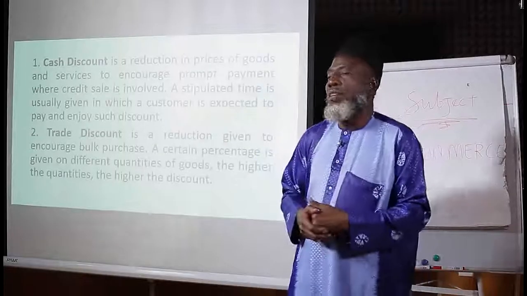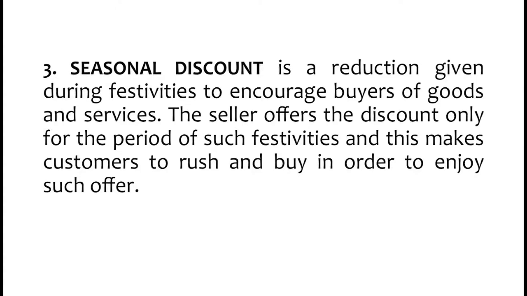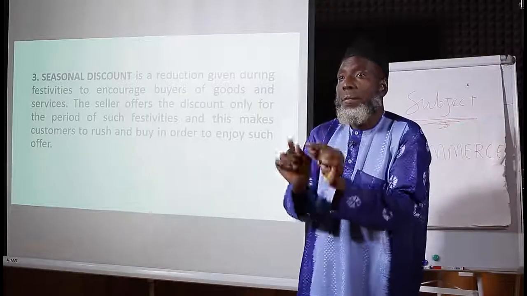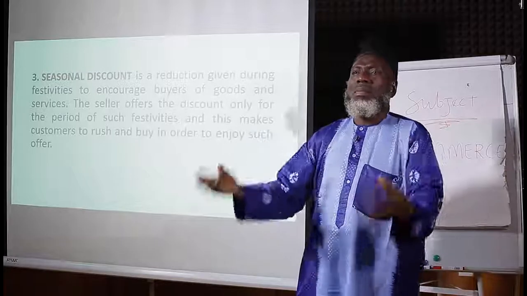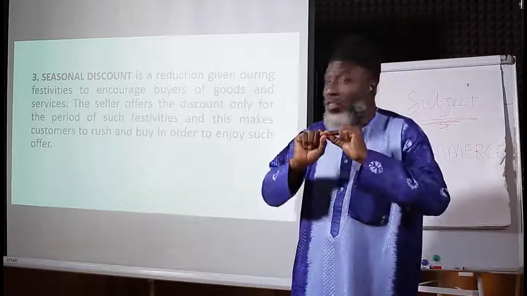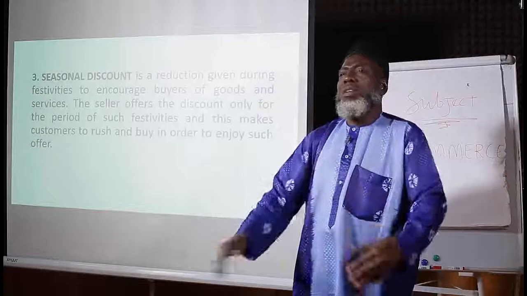Then we go to the third one, which is a seasonal discount. This is a reduction given during festivities to encourage people to buy. When there's a festival, sellers offer discounts to buyers so that everybody will be able to buy, so that people will be encouraged to buy. And it is usually given to cover the period of that particular festivity. The moment the festivity is over, then the discount is withdrawn. That's talking about types of discount.